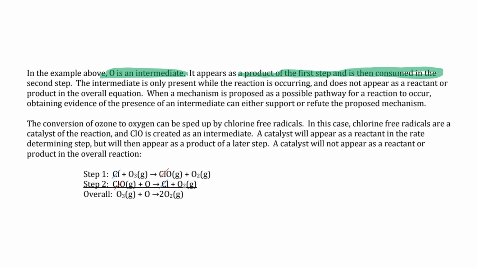Here, we're talking about now catalysts. A catalyst appears as a reactant in the rate determining step, but will then appear as a product of a later step. A catalyst will not appear as a reactant or product in the overall reaction. So they're going to show up maybe in your elementary steps, but they won't appear because they'll be canceled out when you get the overall mechanism. So catalysts, what they do is they speed up reactions. They will appear as a reactant, but then disappear later on. So we're going to see some of this in a bit.